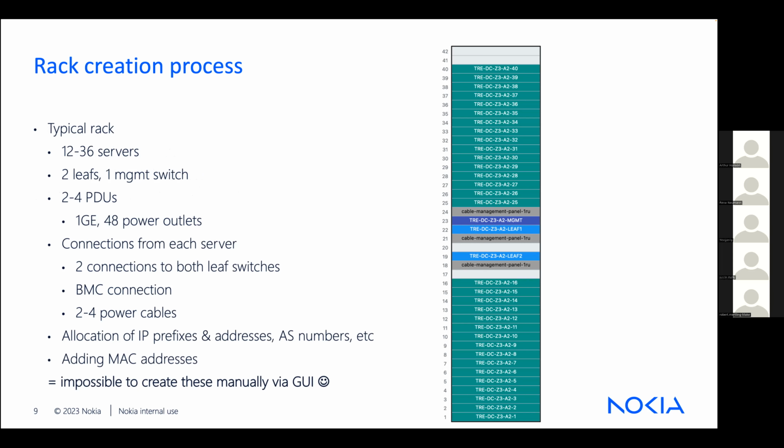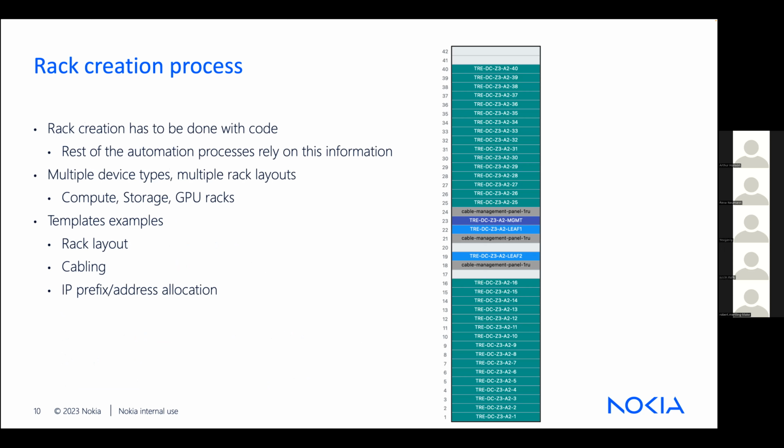If we think about a typical rack, we have servers, of course, PDUs, interface and power connections, IP addresses and prefixes, and so on. And if we would do this kind of operation via the GUI, it would be more than 400 operations. So it would be time-consuming, boring, and very error-prone. It's basically impossible to create this manually via the GUI. The only option is basically to create this documentation with code. And it's very important to make it right, as basically the rest of the automation relies on this information.